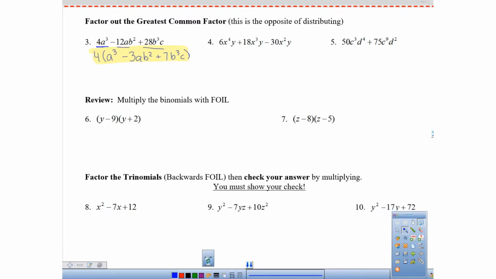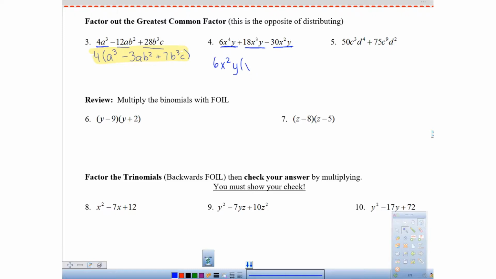Let's do question 4. 6, 18, and 30. You can take out a 6. This one has 2 x's, this one has 3 x's, and this one has 2 x's. So if I take the same number of x's out of each of those, what's the most I can take out? That would be 2. Now look at your y's. You've got 1, you've got 1, and you've got 1. So I can take out 1. Now I'm going to see what I'm left with. So 6 divided by 6 is a 1.